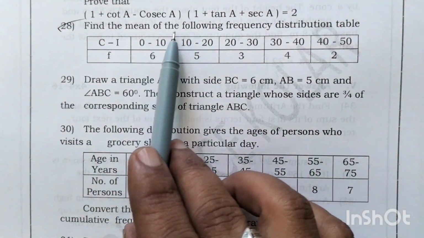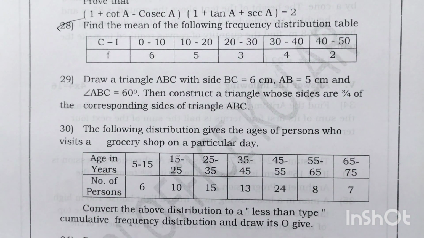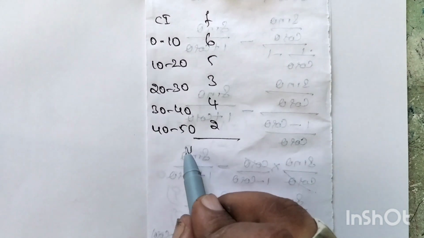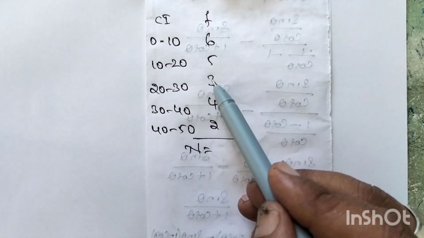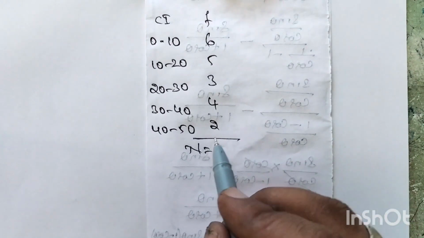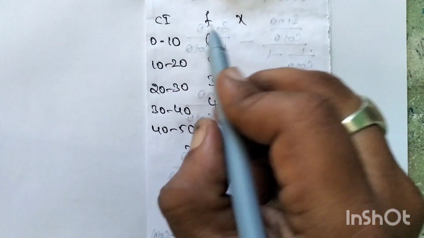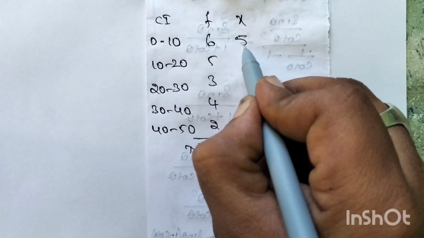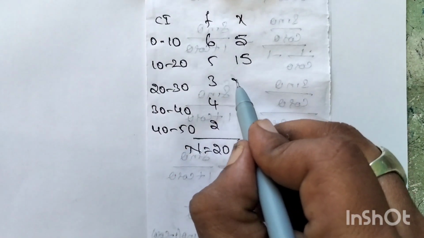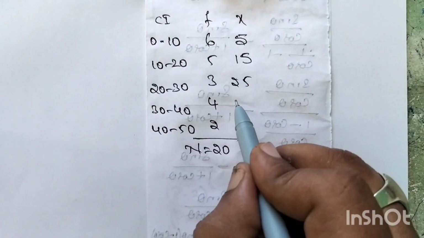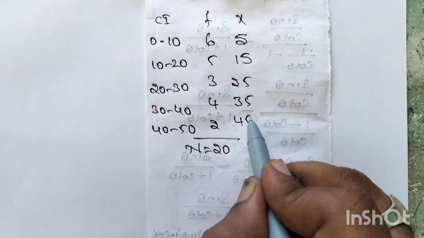Find the mean of the following frequency distribution table. For this one we have to find out the mean. So first add all the frequency. 6 plus 5 is 11, 11 plus 3 is 14, 14 plus 4 is 18, 18 plus 2 is 20. Then find the midpoint. 0 plus 10 is 10, half of 10 is 5. 10 plus 20 is 30, half of 30 is 15. 20 plus 30 is 50, half of 50 is 25. 30 plus 40 is 70, half of 70 is 35. 40 plus 50 is 90, half of 90 is 45.